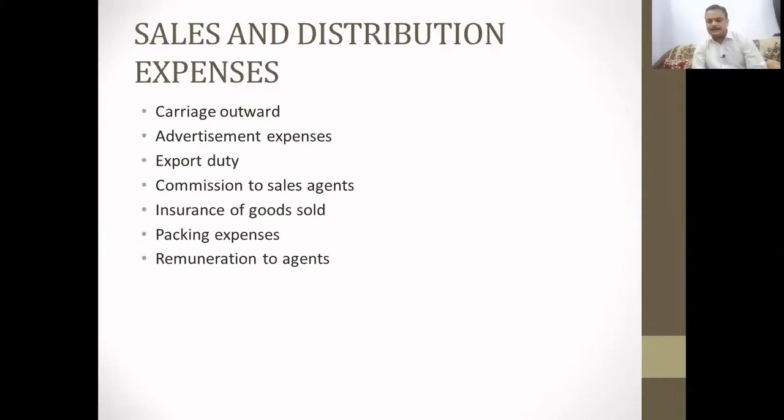Commission to sales agent. If we recruit any sales agent for selling our goods, we have to pay some remuneration like commission, and this is also called an expense of selling and distribution. Insurance of goods sold: if we insure the goods that we have sold in the market, that is called insurance expenses of goods sold. Packing expenses and remuneration that we give to the agents. So these are the selling and distribution expenses which occur in the process of selling of our goods.